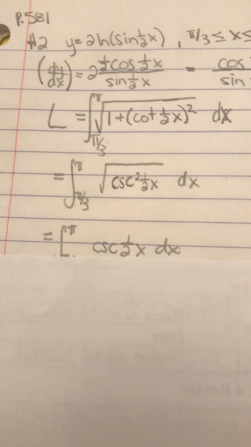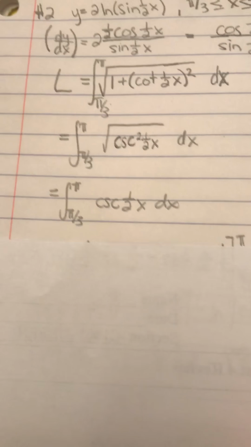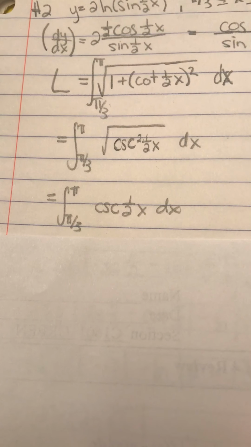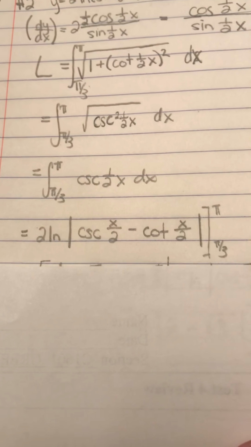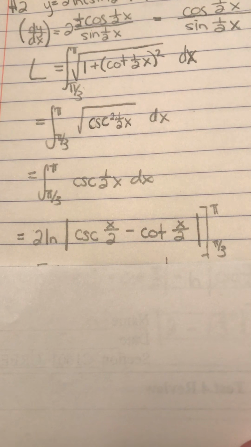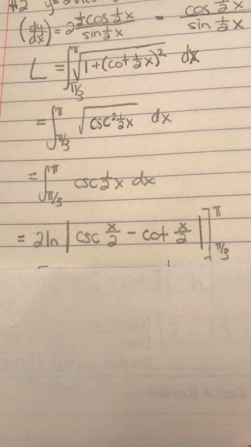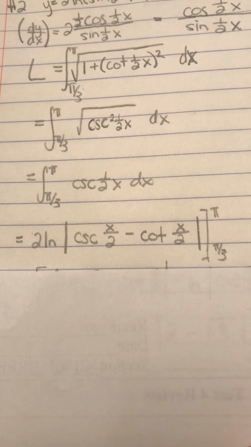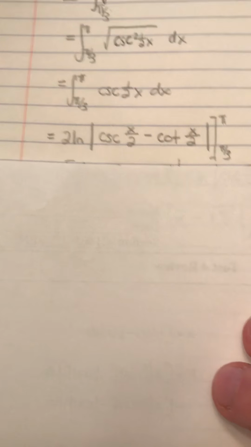And then the square cancels out with the square root to make it even simpler, leaving cosecant 1/2 of x dx. From there we can take a simple integral and get 2 ln absolute value of cosecant x over 2 minus cotangent x over 2, from pi over 3 to pi. And then we just start plugging it in and solving.